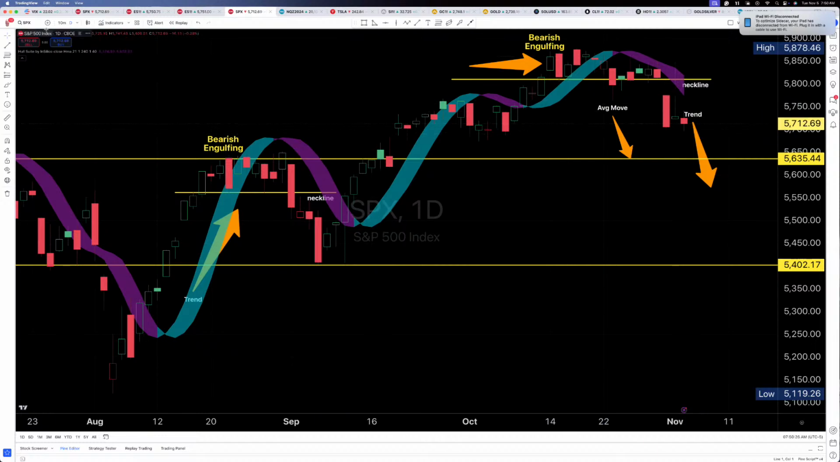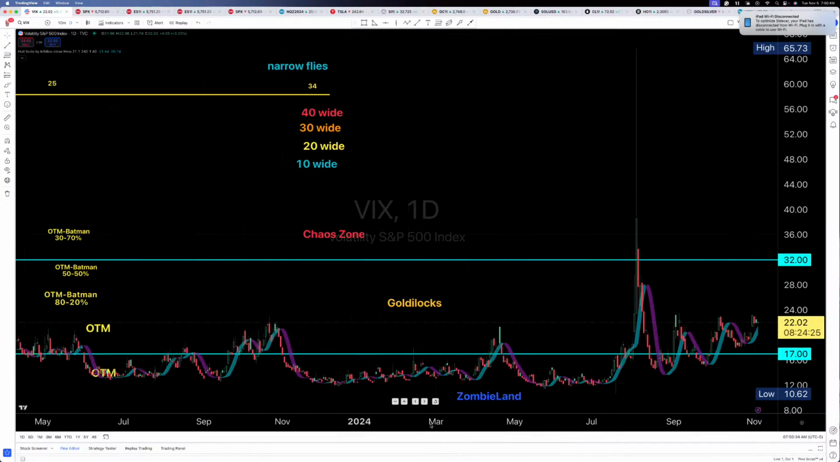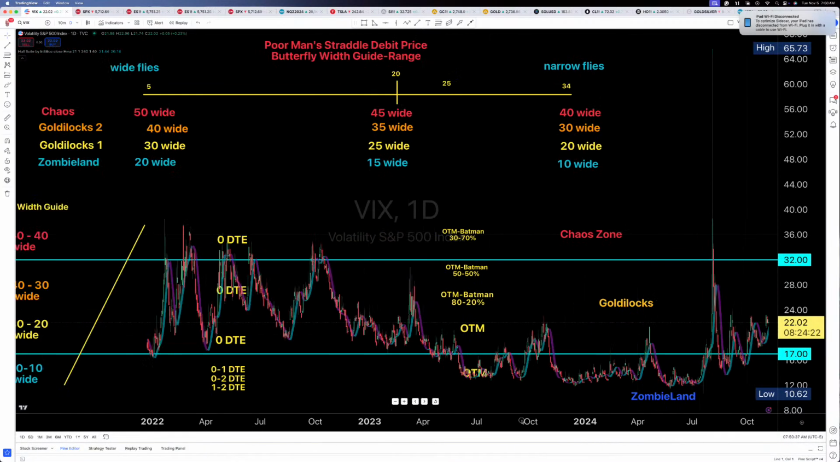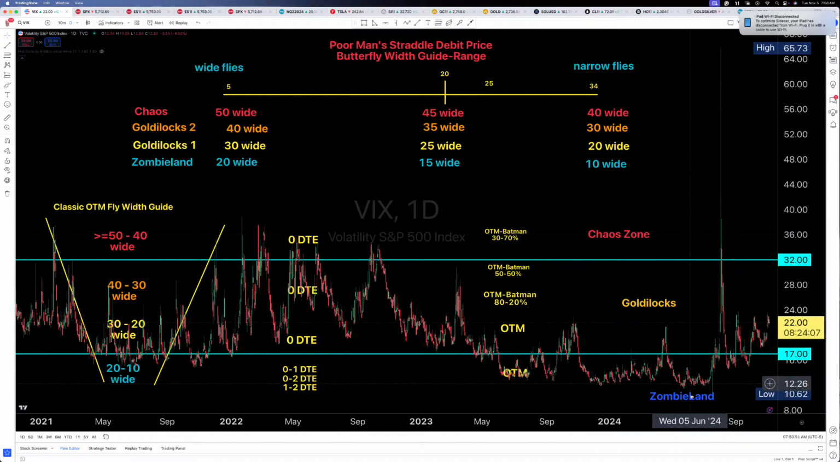So the next thing to do is take a look at the volatility, big picture. This is about a 4-year view of the VIX, and we don't need that moving average there. All right, and we can see our volatility is at 22. You can see that I break it up into 3 different zones: Zombieland, Goldilocks, Chaos. We do that so that we can determine the volatility regime and determine the range of widths that we're interested in.